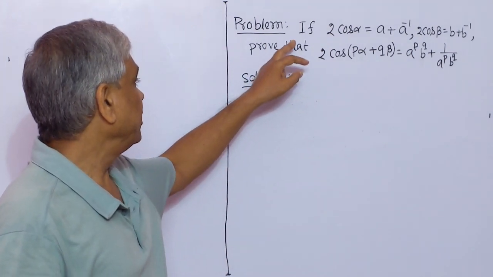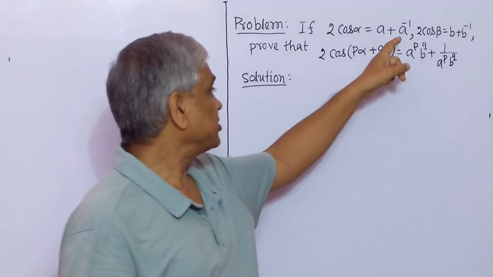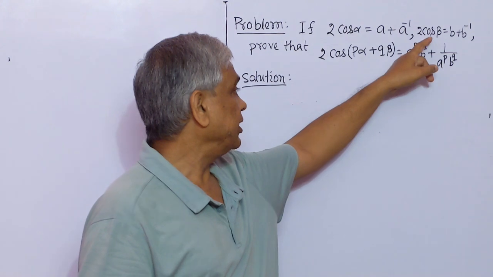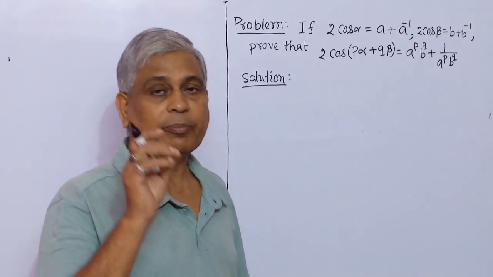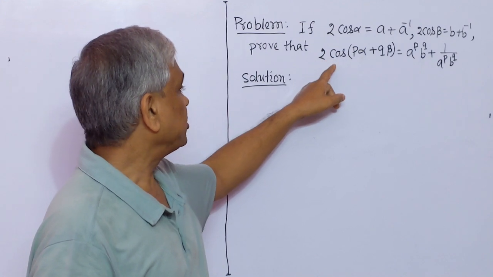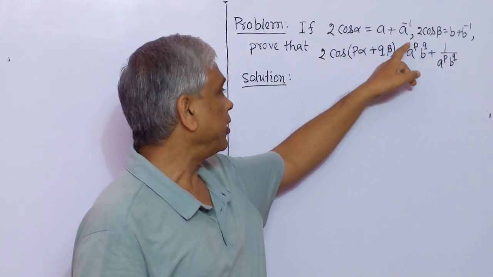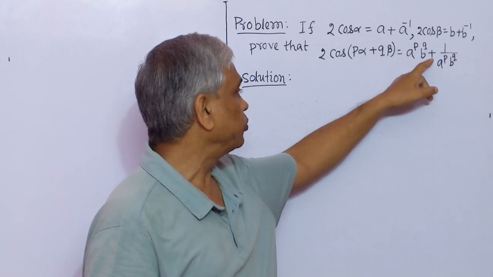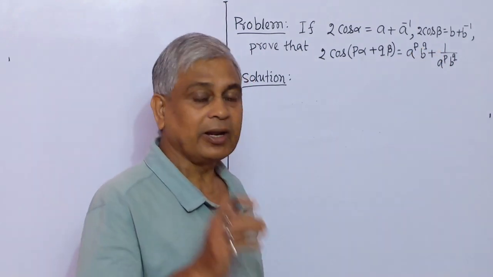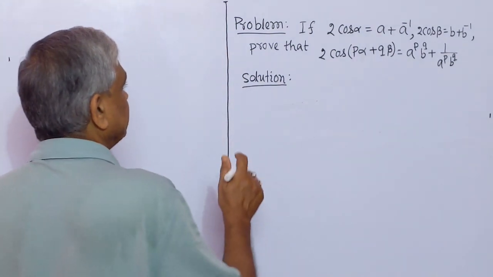The problem is: if 2 cos alpha equals a plus a to the power minus 1, and 2 cos beta equals b plus b to the power minus 1, then prove that 2 cos(p alpha plus q beta) equals a to the power p b to the power q plus 1 by a to the power p b to the power q. Now we solve this.